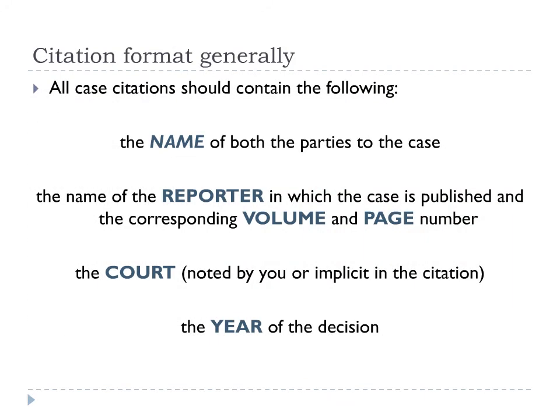Let's begin our discussion of case citations. First, let's talk generally about the content of a case citation. All case citations should contain the following information. First, the name of both parties to the case. Second, the name of the reporter, the book in which the case is published, and the corresponding volume and page number. Third, the court in which the case was decided, either noted by you or implicit from the citation. And finally, the year of the decision.